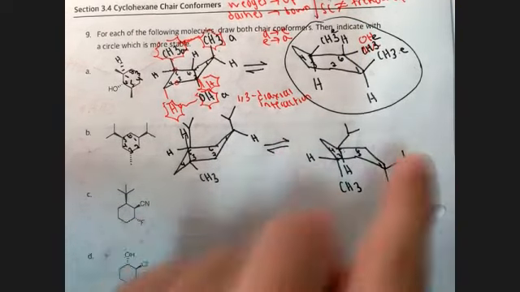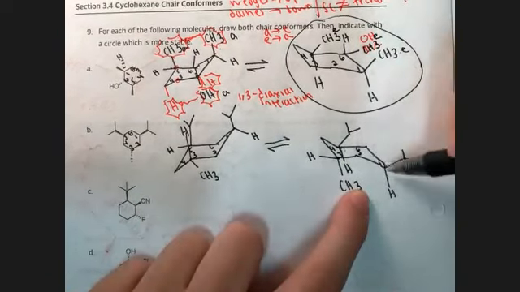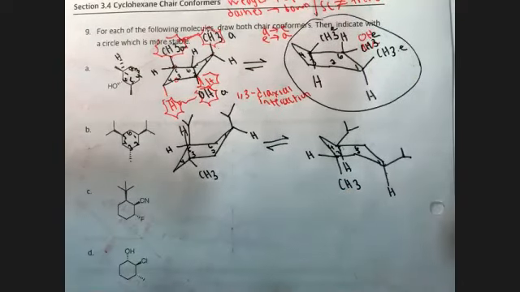You may not have them all in the same position, but as long as there's a carbon in between each substituent and you have the right axial equatorial orientation, your chairs are going to be accepted.